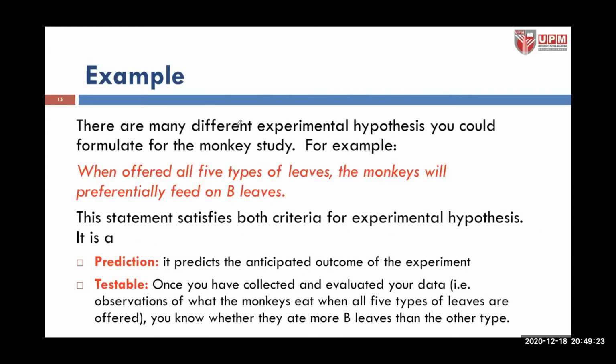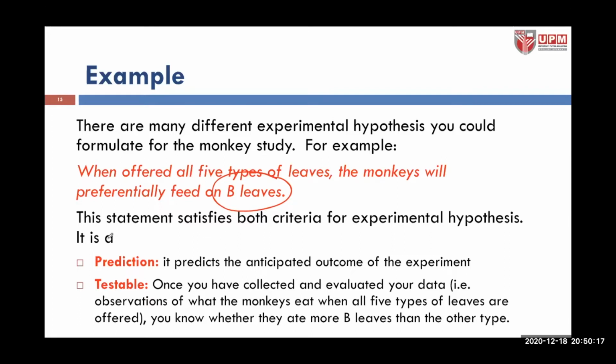So there are many different experimental hypotheses you could formulate for the monkey study. Just for example here: when offered all 5 types of leaves, the monkeys will preferentially feed on bee leaves. This is the hypothesis. From here, we can easily see that we are expecting the monkeys will eat the bee leaves, not A, C, D, and E. This is before the experiment begins, when you are making a hypothesis.